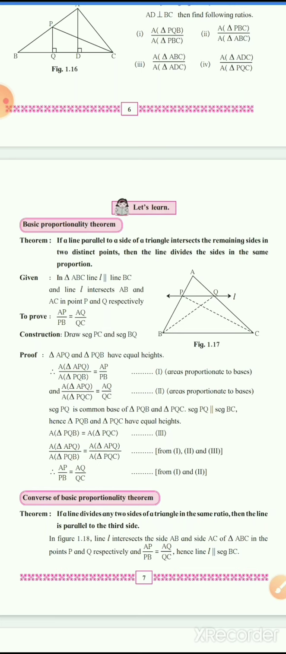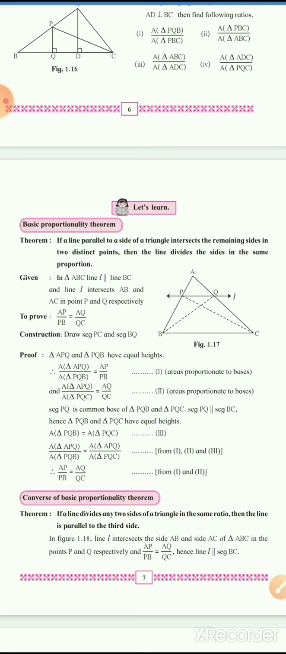We have already learnt about it. Areas of two triangles having equal bases and equal heights are equal. What is the property? We are using here: areas of two triangles having equal bases and equal heights are equal. So here area of triangle PQB is equal to area of triangle PQC. Here we have given number 3.